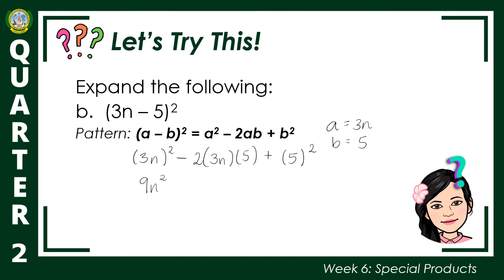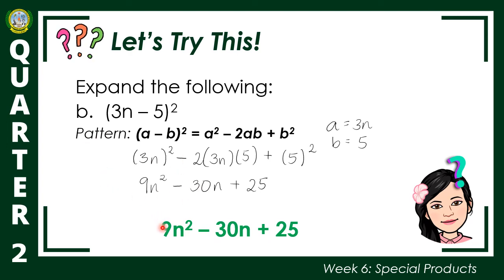Then after that, just copy the minus sign. Multiply the numerical coefficients. 2 times 3 is 6. 6 times 5 is 30. And just copy n. And lastly, put the plus sign. 5 squared is 5 times 5, and that's equal to 25. So, this will be our answer na po. Ayan. 9n squared minus 30n plus 25. Tingnan natin kung tama. Correct. Okay, so tama po ulit ang ating sagot.